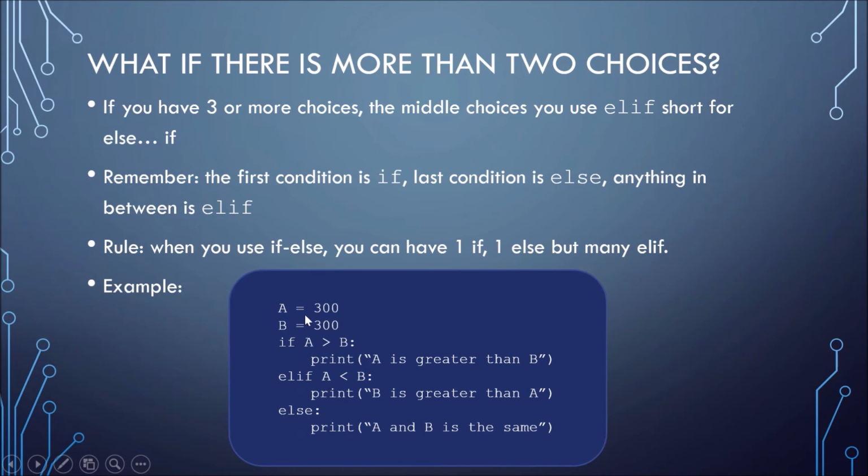So in this example, we have A is 300, B is also 300. If A is bigger than B, you print out A is greater than B. If A is smaller than B, you print out B is greater than A. If not, you can say both A and B are the same.